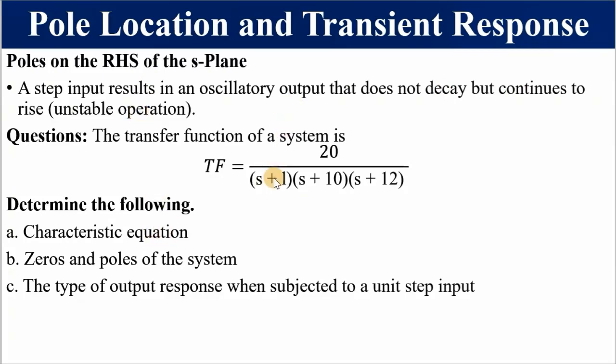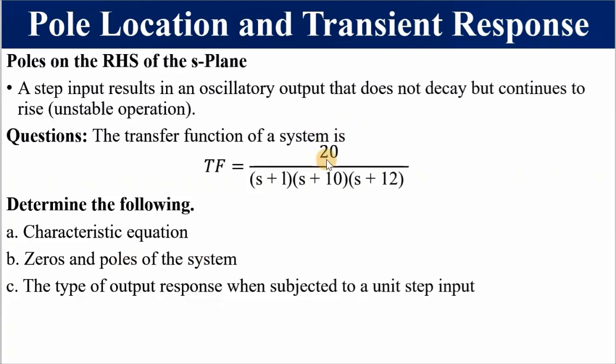How do you determine the characteristic equation? You must equate the denominator polynomial to 0. How do you get to 0? s plus 1 must be equal to 0, or s plus 10 must be equal to 0, or s plus 12 must be equal to 0. By so doing, you will be determining the poles of the system.